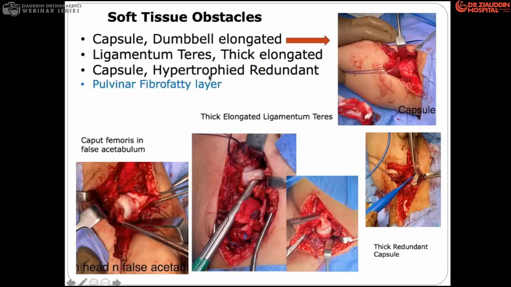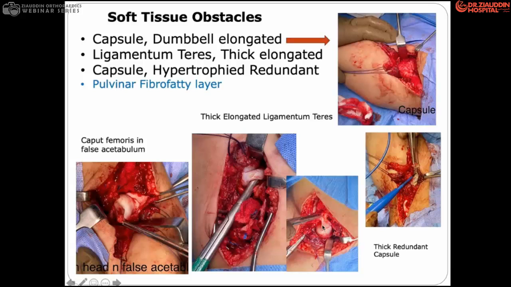So here are the soft tissue obstacles. You can see the capsular dumbbell here. This is the capsule. I have cut the iliopsoas tendon from here. So one portion is this, and the other portion of the elongated capsule is this, so it appears like a dumbbell with central constriction. Then the ligamentum teres becomes thick and elongated like this. This is the acorn-shaped femoral head, this thick capsule, and here is the ligamentum teres. You can see how thick it is where it attaches on the femoral head. This thick element, when present in the acetabulum, if you do not remove it, will produce obstruction in the reduction.